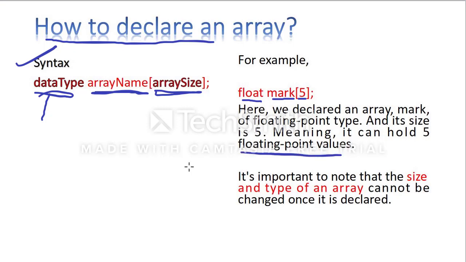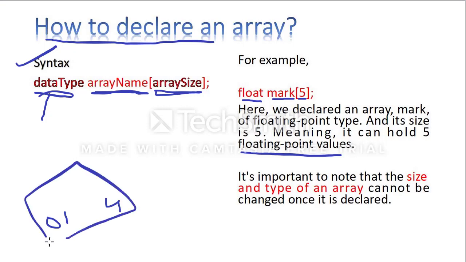For example, the locations of the 5 values start from 0: the first value stored in the array is at location 0, next 1, 2, 3 and 4, a total of 5 values stored like this. This is the location of an array element, and we can refer to the location of an array element with the index.